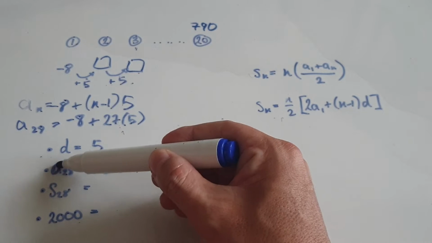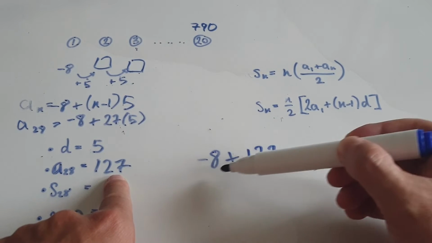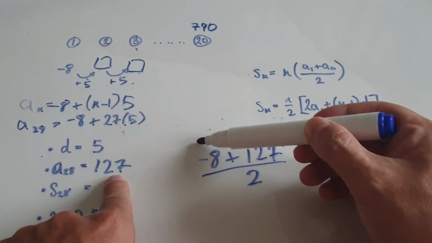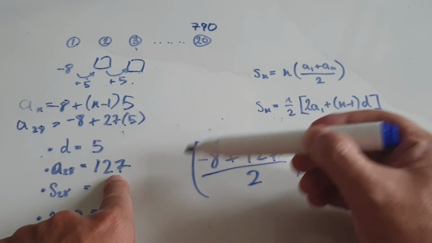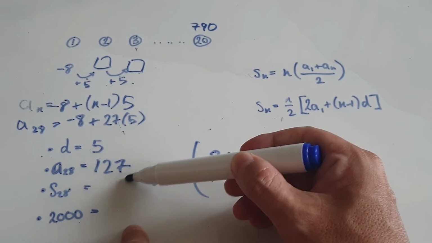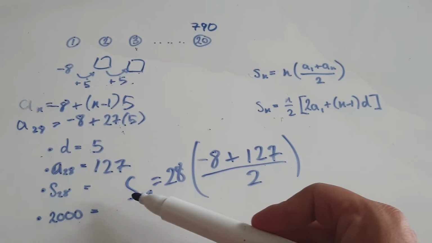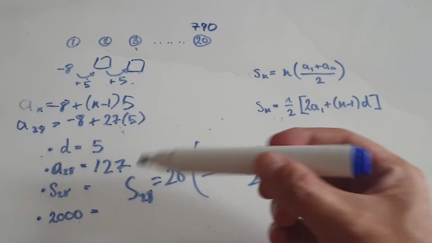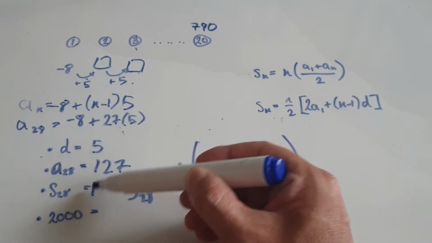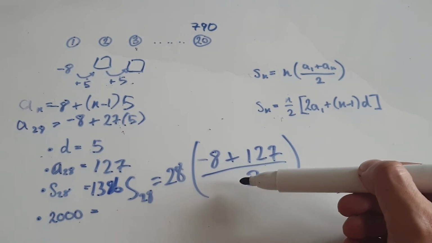This is A28. A28 happens to be 127, divided by 2 and then times n. N is 28. And then that will give us the sum of the first 28 terms. Okay, so that will then give us this thing here. Jump to a calculator. I think it comes to 1386 if you were to punch this into a calculator.